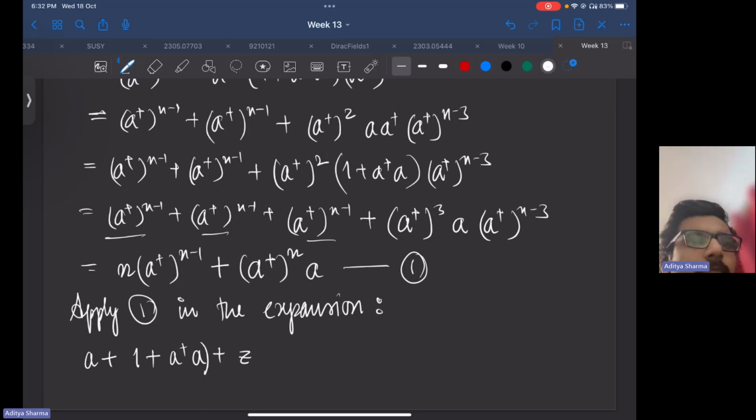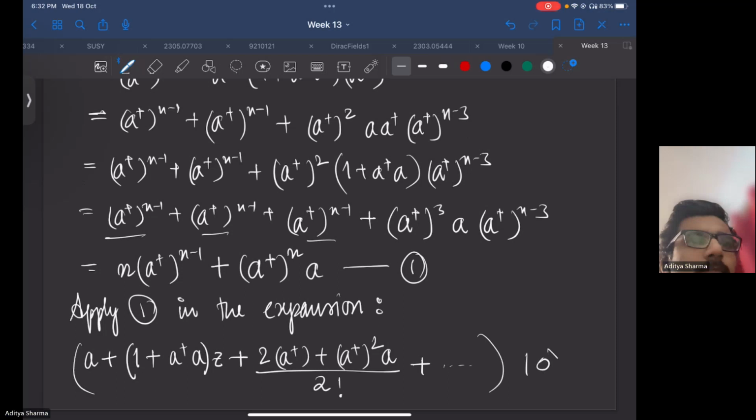So 1 plus z plus, you have A dagger n minus 1 plus... So that is 2a dagger 1. So this is for the second order term. A dagger square A by 2 factorial plus dot dot dot acting on 0.